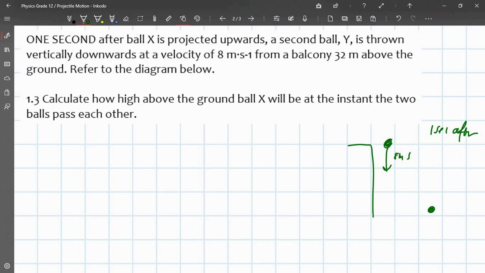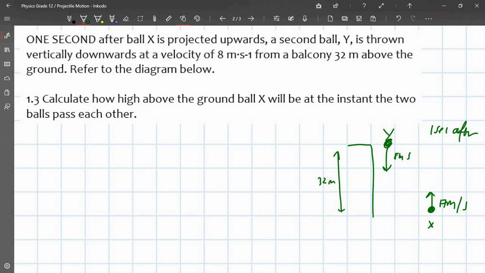And ball 1 had the initial velocity of 17 meters per second in the upward direction. So that's pretty much it. That's all there was over there, and then obviously the height here will be 32 meters. Okay, so they want you to calculate how high above the ground ball X will be. This is ball X, this is ball Y, the instant the two balls pass each other.